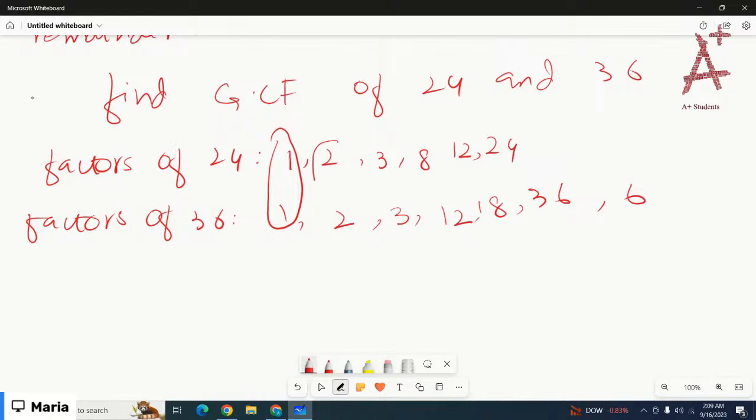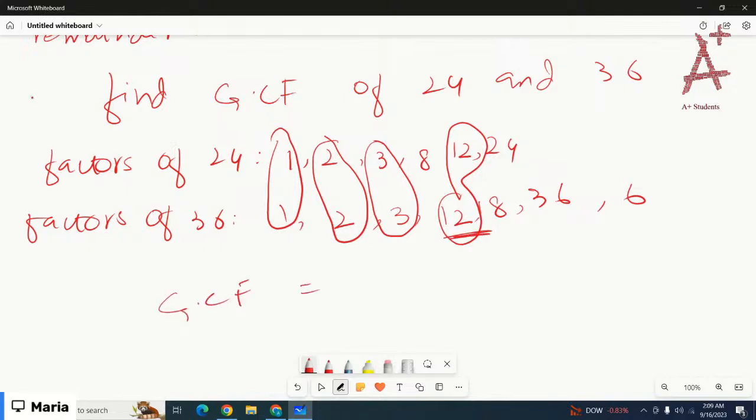You can see 1 is common, 2 is common for both, 3 is common for both, 12 is common for both, right? You have 4 common factors. You have to look for the greatest common factor. So which is the greatest number? The GCF of 24 and 36 is 12. If you divide both the numbers by 12, both the numbers are completely divisible by 12. That is the greatest common factor, right?